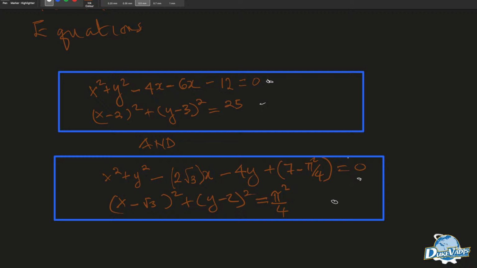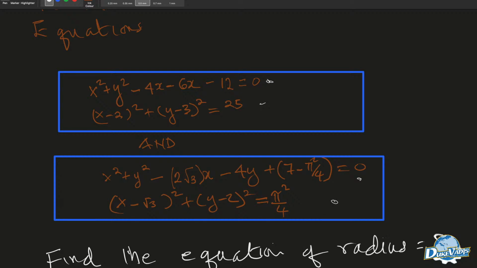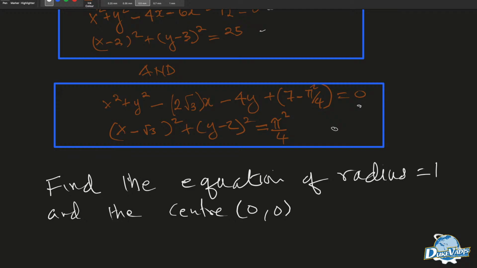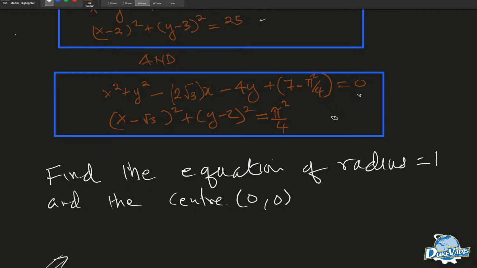So definitely we know that if we have been given any point, for instance, a coordinate of an origin, and we have been asked to find the equation of radius 1 and the center 0, 0, meaning equations that start from the origin, then the radius r is equal to 1.